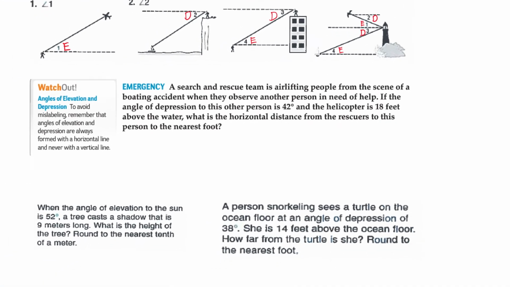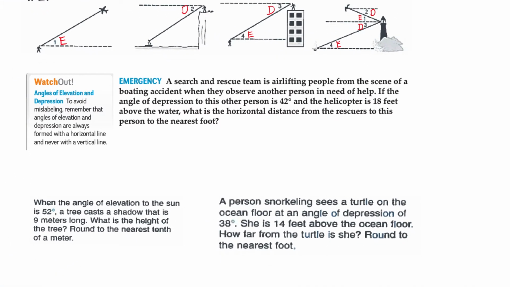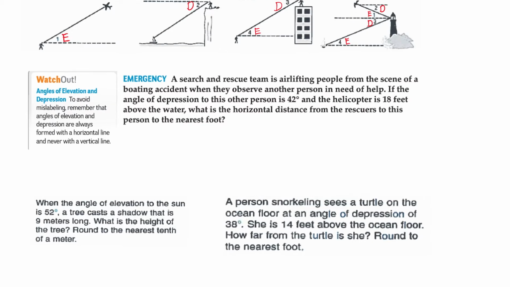All right, so on this first one, a search and rescue team is there lifting people from the scene of a boating accident when they observe another person in need of help. If the angle of depression to this other person is 42 degrees and the helicopter is 18 feet above the water, what's the horizontal distance from the rescuers to this person to the nearest foot?